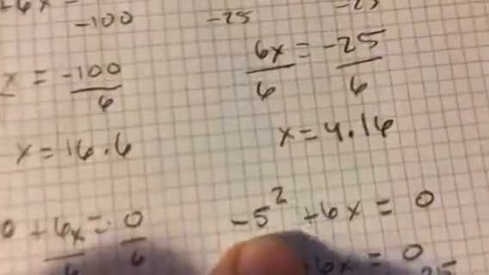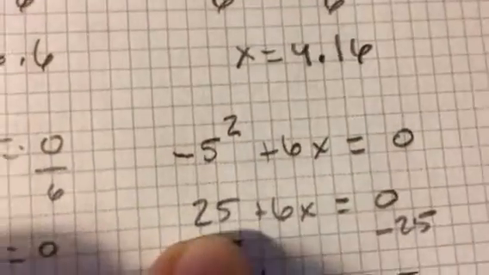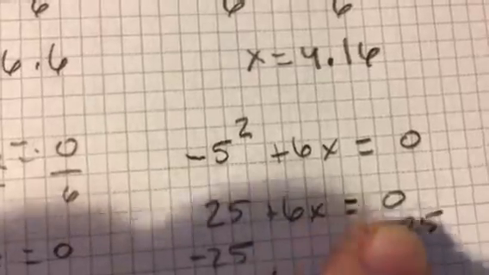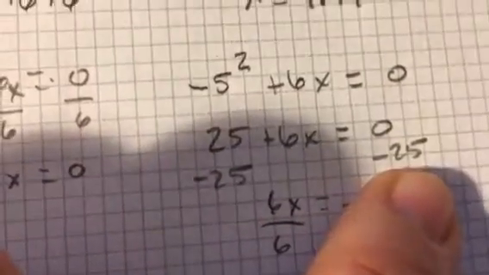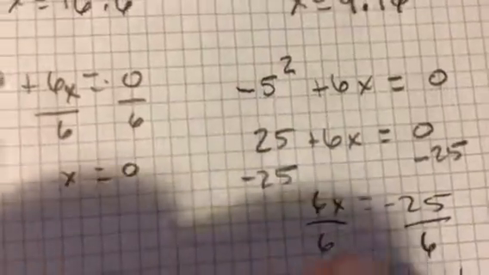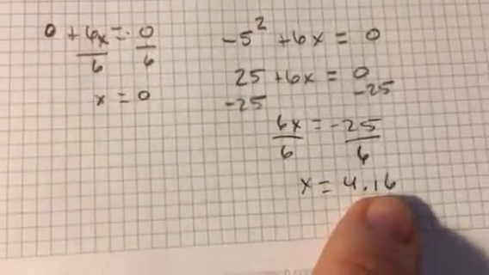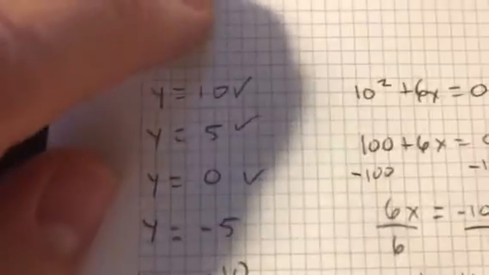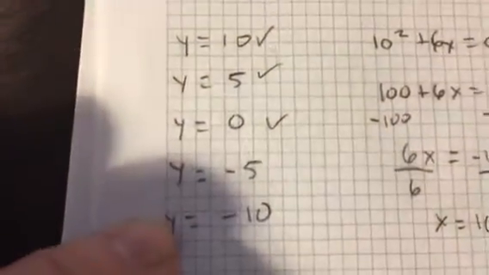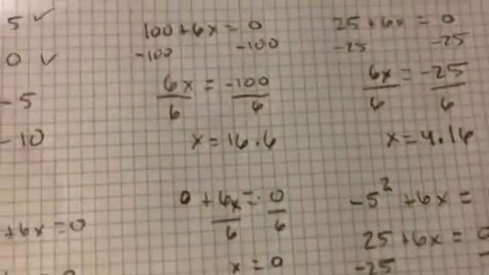Then I did y equals -5. So -5 squared plus 6x equals 0, so that's 25 again, plus 6x equals 0. Take away 25 on both sides. That equals 6x equals -25. Divided by 6, so x equals -4.16. So then we have that plotted. So then we have all of our y values, and we have all of our x values. Okay, so we went through and then we put them up at the top.